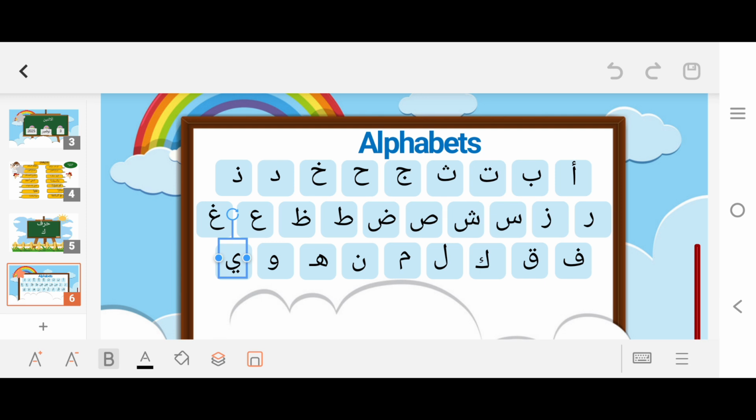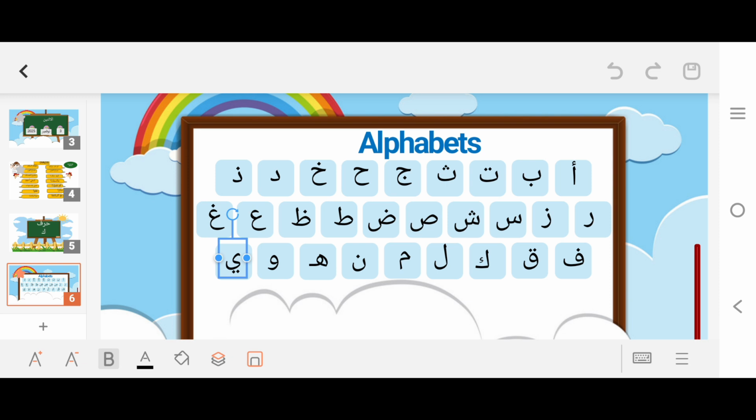Okay, these are the Arabic alphabets from Alif till Ya. I hope you understood these letters and their sounds. In the next class, we will learn about harakat, how the letters will sound when we put harakat on them.